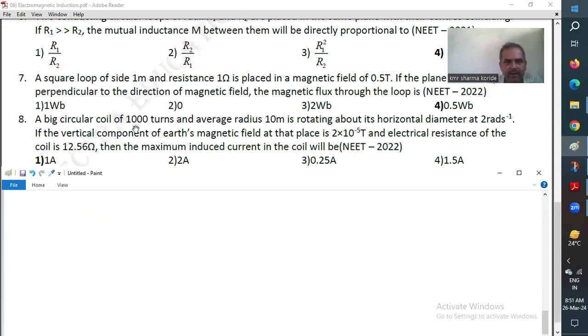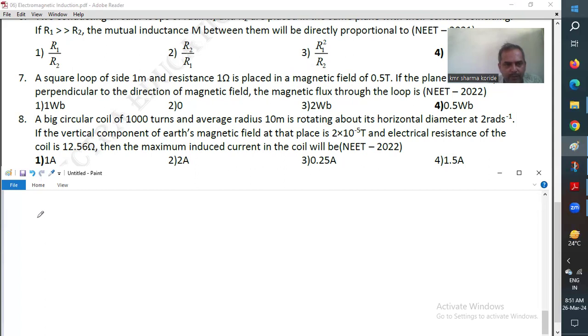A big circular coil of 1000 turns and average radius 10 meters is rotating about its horizontal diameter at 2 radian per second. If the vertical component of Earth's magnetic field at that place is 2 into 10 to the power of minus 5 Tesla, and the electrical resistance of the coil is 12.56, we need to find the maximum induced current. This question is designed based on the AC generator. You might remember that an AC generator converts mechanical energy into electrical energy.